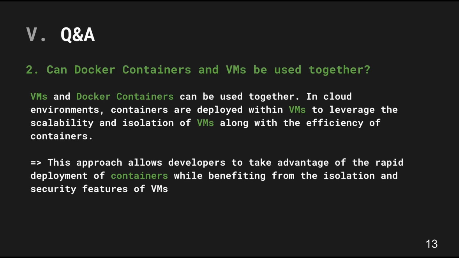Can Docker containers and virtual machines be used together for an organization? Virtual machines and Docker containers can be used together. In cloud environments, containers are deployed within virtual machines to leverage the scalability and isolation of virtual machines along with the efficiency of containers. This approach allows developers to take advantage of the rapid deployment of containers while benefiting from the isolation and security features of virtual machines.